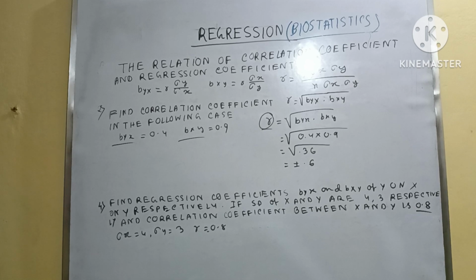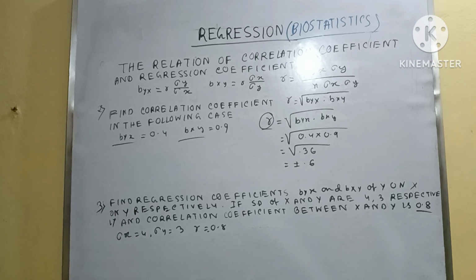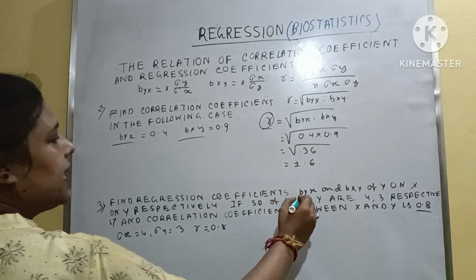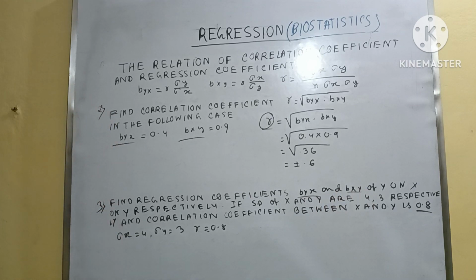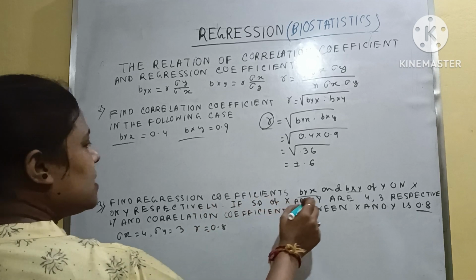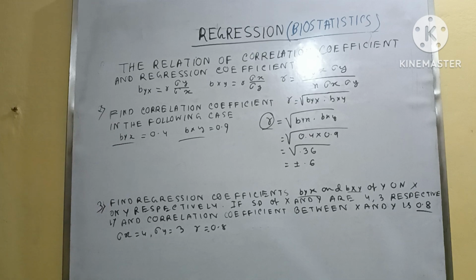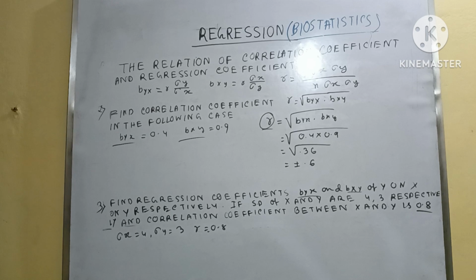Okay. In the second sum, this is the third sum. Find regression coefficients byx and bxy of y on x and x on y respectively, and the SD means standard deviation of x and y are 4 and 3 respectively, and correlation coefficient between x and y is 0.8. So regression coefficient value we have to calculate.